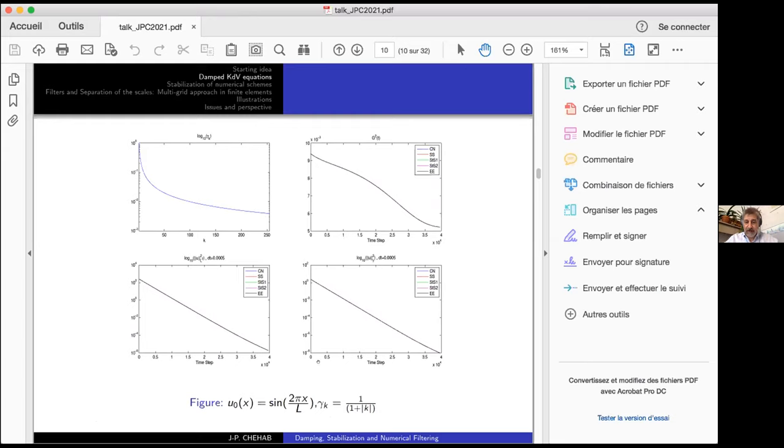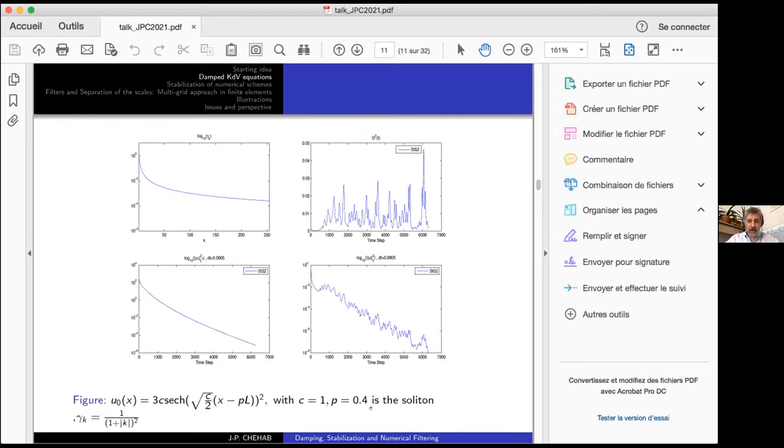Okay, so this is gamma k equals 1 over 1 plus k. So it goes to zero, but slowly. You can consider now another sequence gamma k which goes to zero much faster, 1 over k squared, essentially, and you observe exactly the same phenomenon. So damping the low frequency is very efficient. You do not have to damp the high frequencies very strongly, but you have to concentrate on the low frequencies because the KdV equation is a low frequency model. Okay.